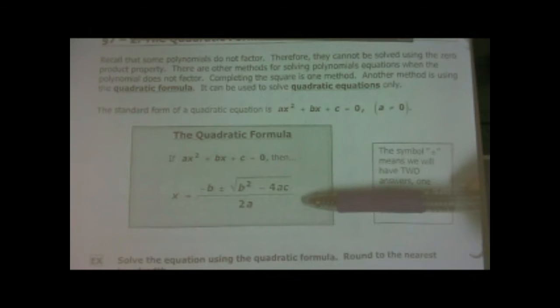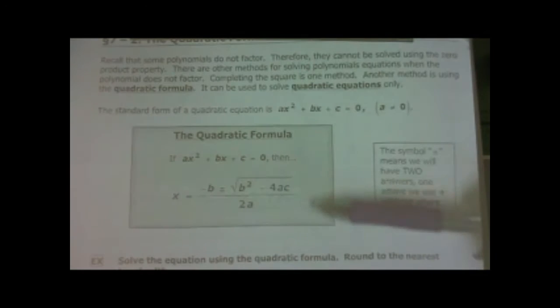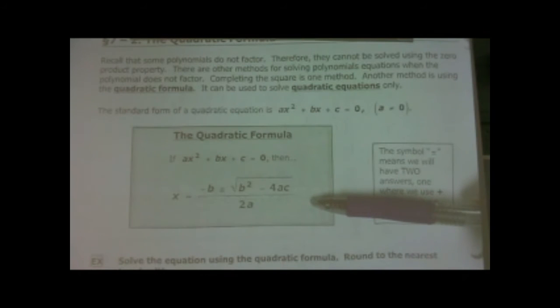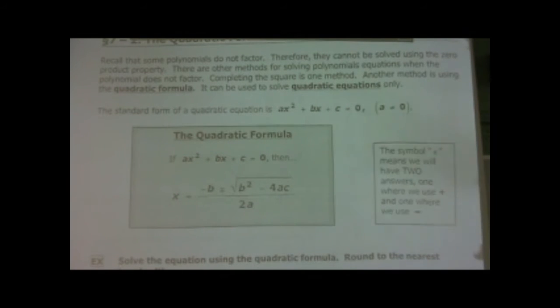So the formula is, this is the whole numerator, negative b plus or minus the square root of b squared minus 4ac all over 2a. So this is a really easy way to solve quadratic equations. The biggest issue is math errors.